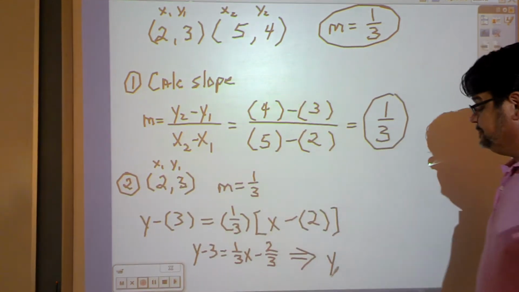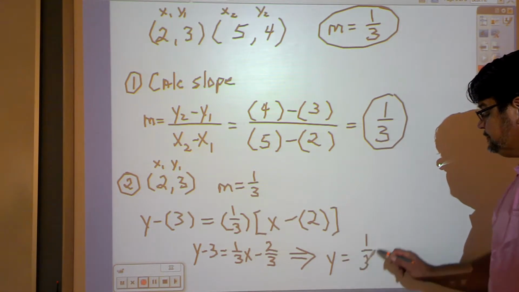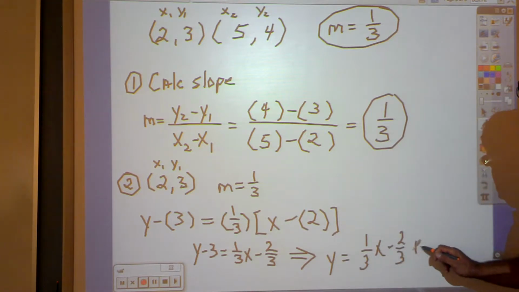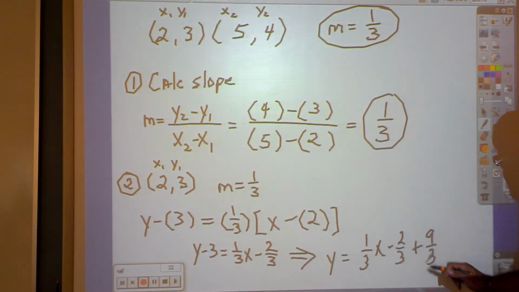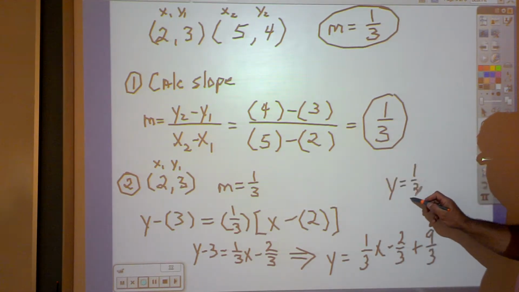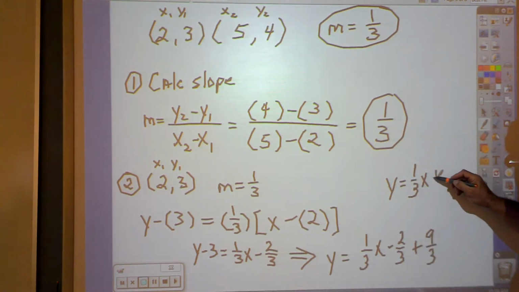So y is equal to 1/3 x minus 2/3 plus 9/3, and then y is equal to 1/3 x, and what's negative 2/3 plus 9/3?